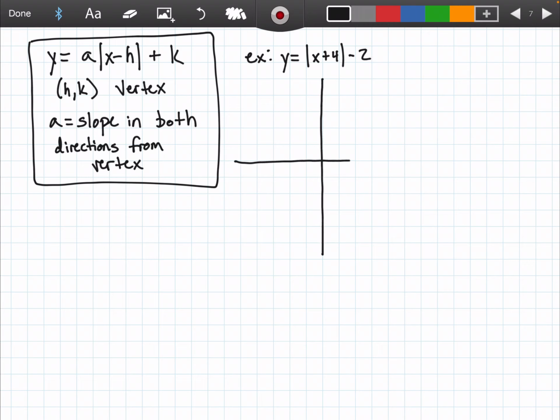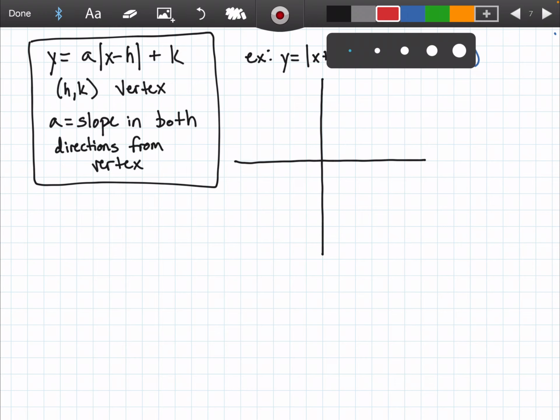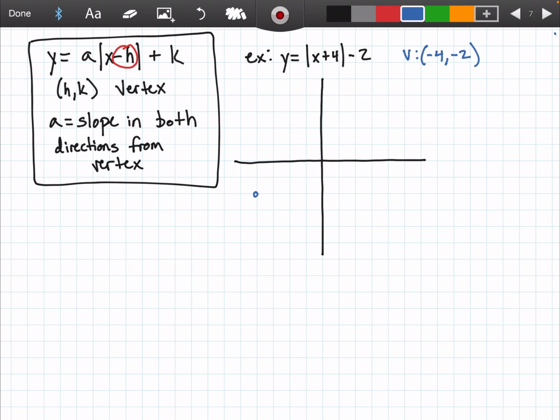Okay, let's do some graphing. So the coordinate (h, k) is still our vertex, and the a value is just going to be our slope in both directions. So for this first example, my vertex is going to be at (-4, -2), because just like this equation says, we need to take the opposite of h, which we're very used to. So (-4, -2). And my slope, my a value, is 1, which means I'm just going to do up 1 over 1. And I ran out of room over there, but it's fine. Up 1 over 1 in both directions. And that's all it is.